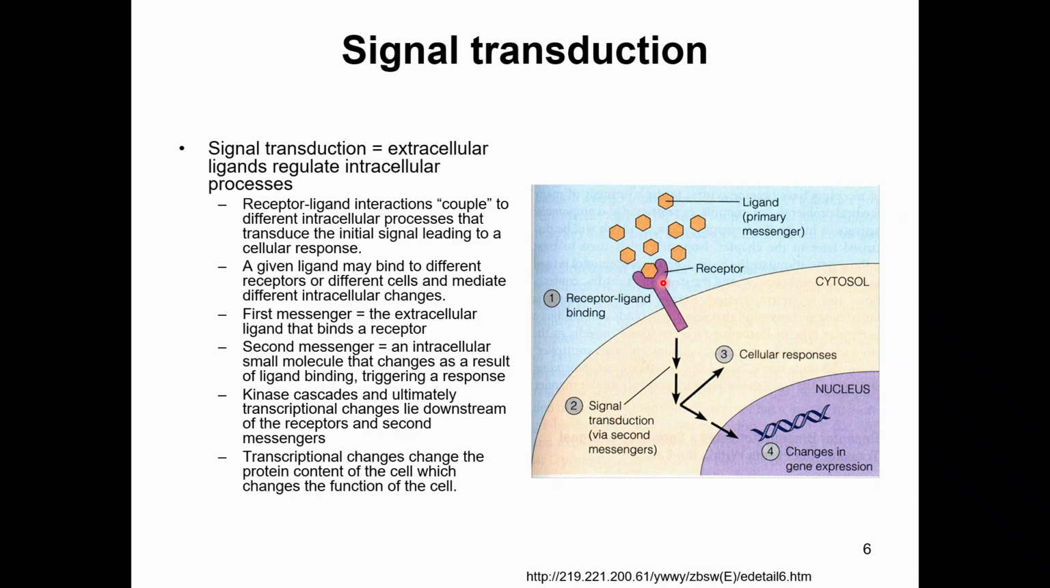This receptor binds some kind of ligand, and then a bunch of stuff happens downstream. The receptor-ligand interaction couples to different intracellular processes, and that's why we call it signal transduction, because the signal mediated by the ligand is transduced. That means it's going to be communicated to downstream steps. Now remember, a given ligand might bind to different receptors on different cells and mediate different intracellular changes. So we're going to see how the type of cell that bears the receptor is going to have an effect on what the outcome is.